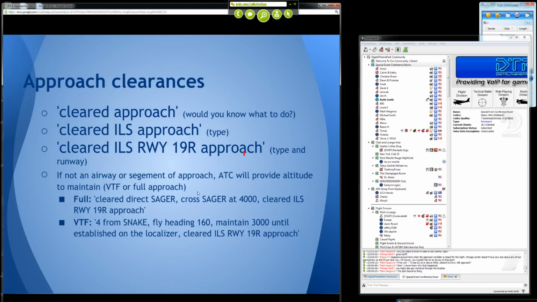And yes, it can happen that you will get vectored through the localizer. So let's talk about what happens there if we're traipsing along.